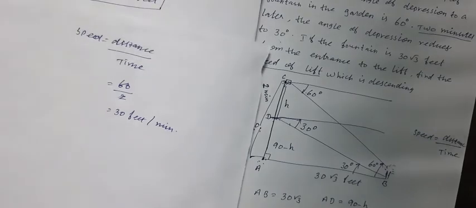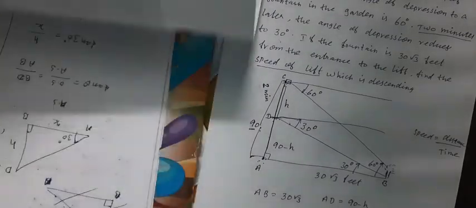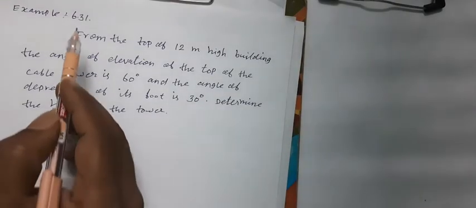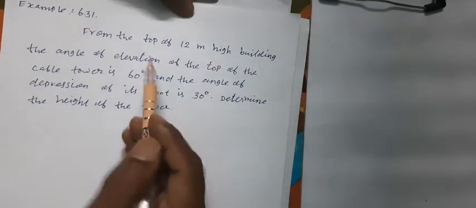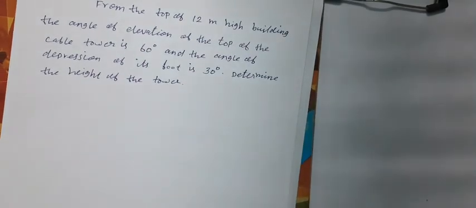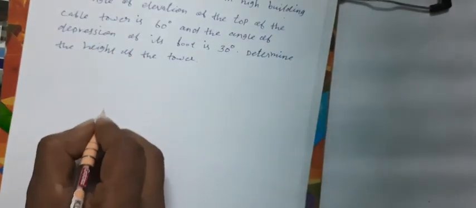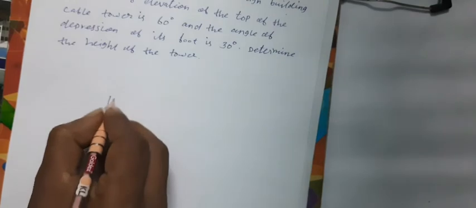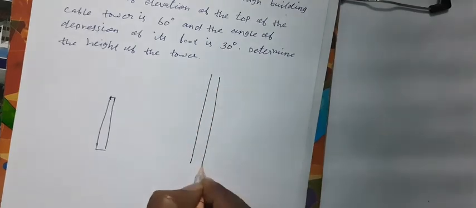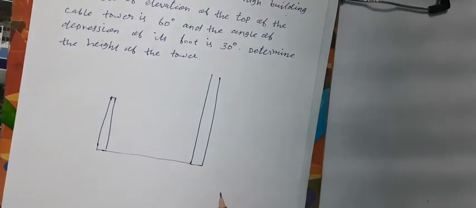Okay, next I will go for the next sum. So next example 6.31. So given from the top of a 12-meter high building, a building and a cable tower they given. So I can take here building and then tower.